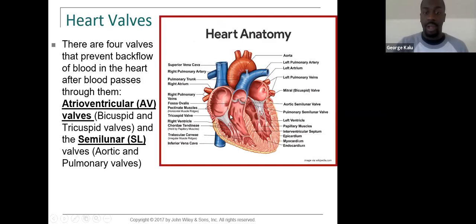The first ones are called the atrioventricular valves. These are the bicuspid and the tricuspid valves. Then we have the semilunar valves, which are the pulmonary valve and the aortic valve. So we're going to look at how these work.